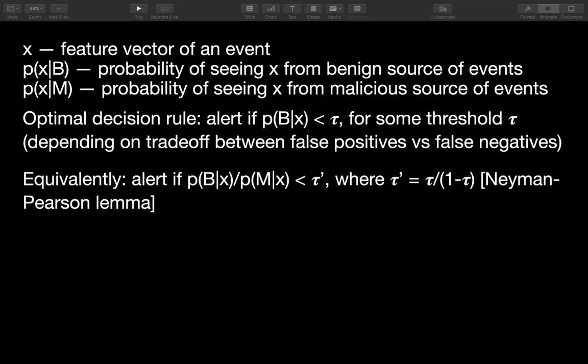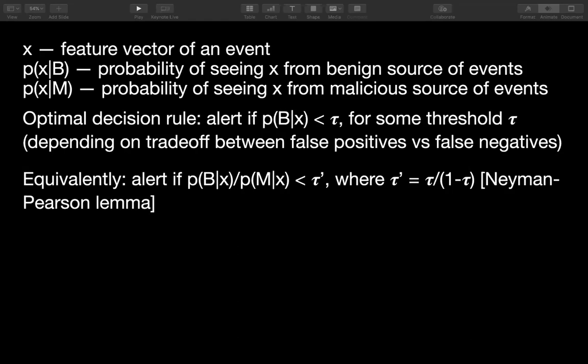You can convert between the probability and this ratio in a straightforward way. So the Neyman-Pearson lemma, if you're familiar with that for hypothesis testing, tells us that the optimal decision rule for deciding whether to raise an alert, whether this event should be treated as benign or malicious, is to look at that ratio. And if it's below some threshold, then you raise an alert, treat it as malicious.